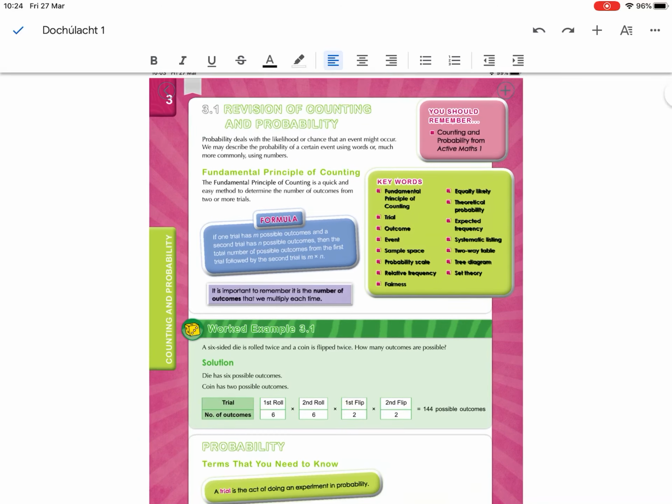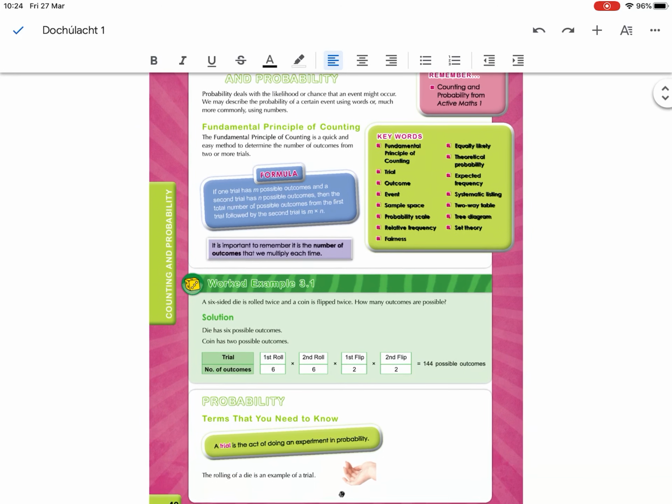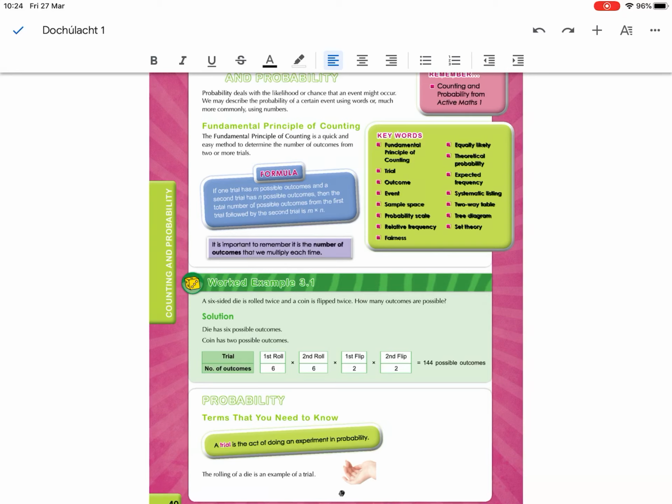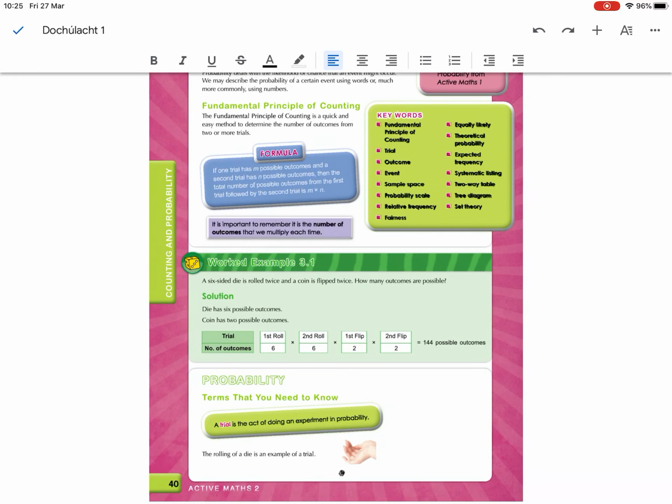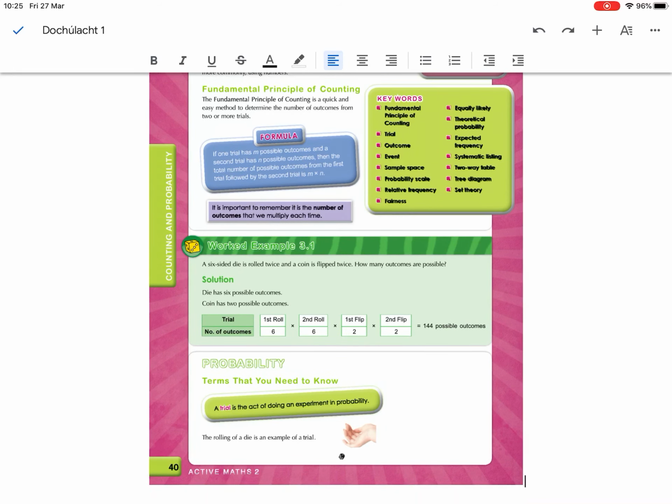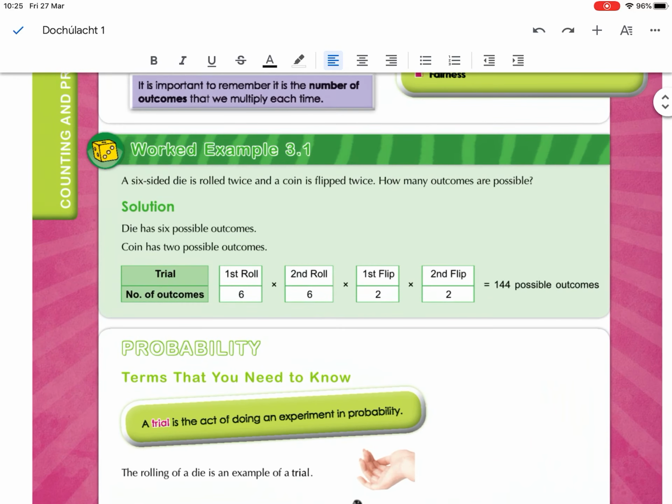So if we look at the first page on the worksheet, it gives us all the keywords that we should know already and we will be moving on to. And then it moves us straight on to what we call the fundamental principle of counting. The fundamental principle of counting is what they look at in worked example 3.1, and it's simply multiplying the outcomes of two separate events together to get the total amount of outcomes when you look at two or more separate events.